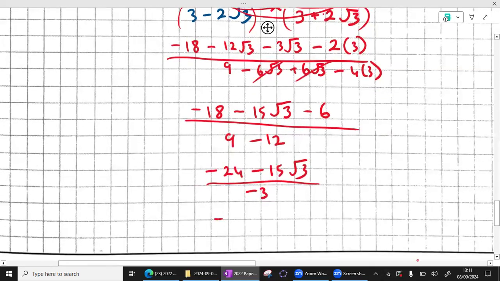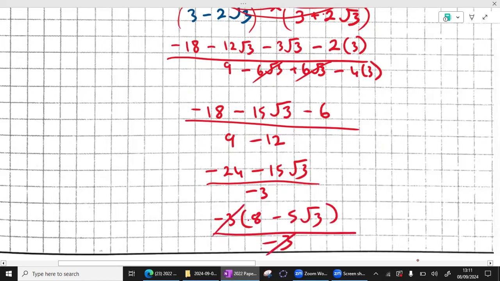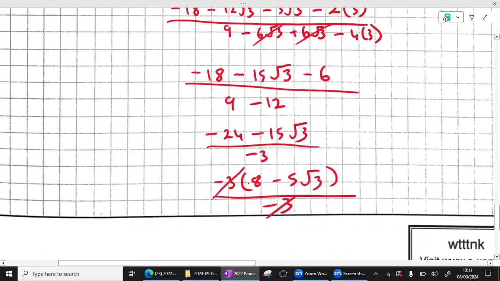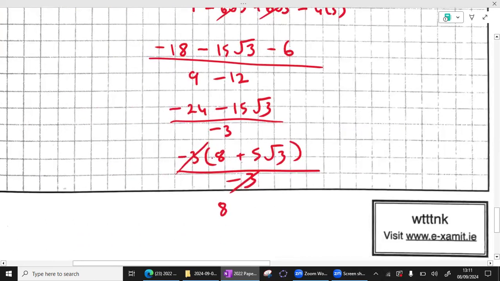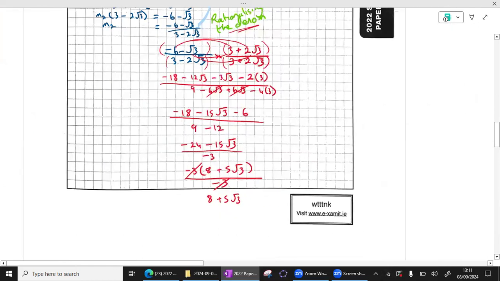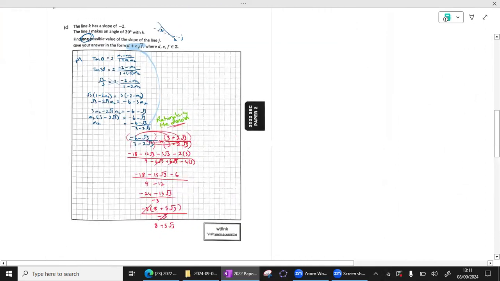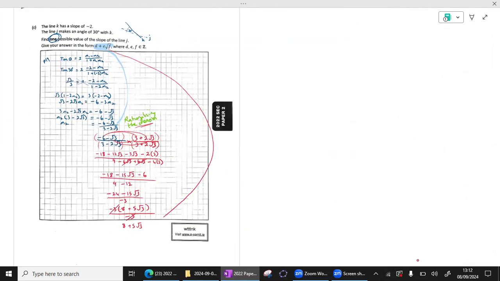So I'm going to factorize out a minus 3 from the top line, which leaves me with 8 minus 5 root 3 all over minus 3. They cancel. And then I get my final answer of 8. Sorry, that should be plus actually. My apologies, because I factorized out a minus. So when I factorized out the minus, that should be plus. So that gives me my final answer. And when I compare it to the blue section, is it D plus E root F? It is, and I know that I'm done.